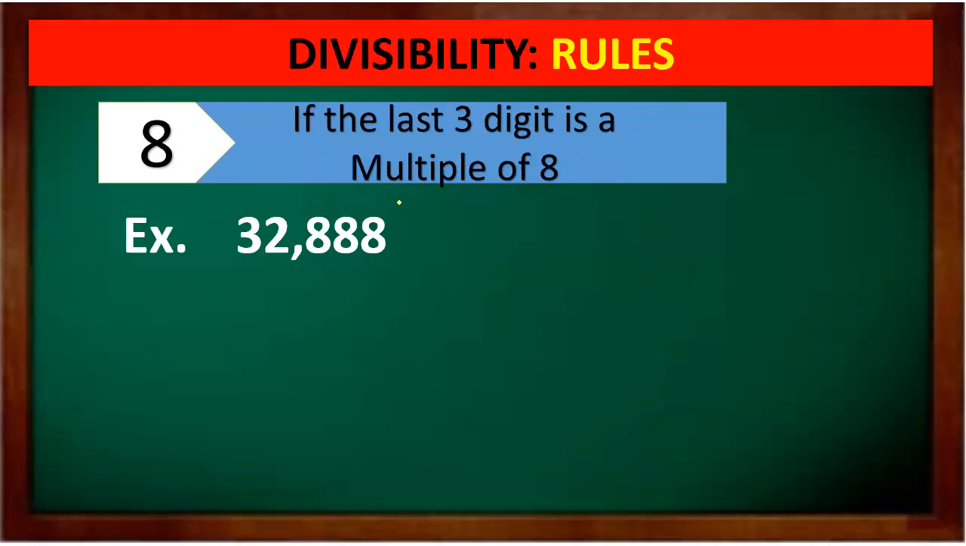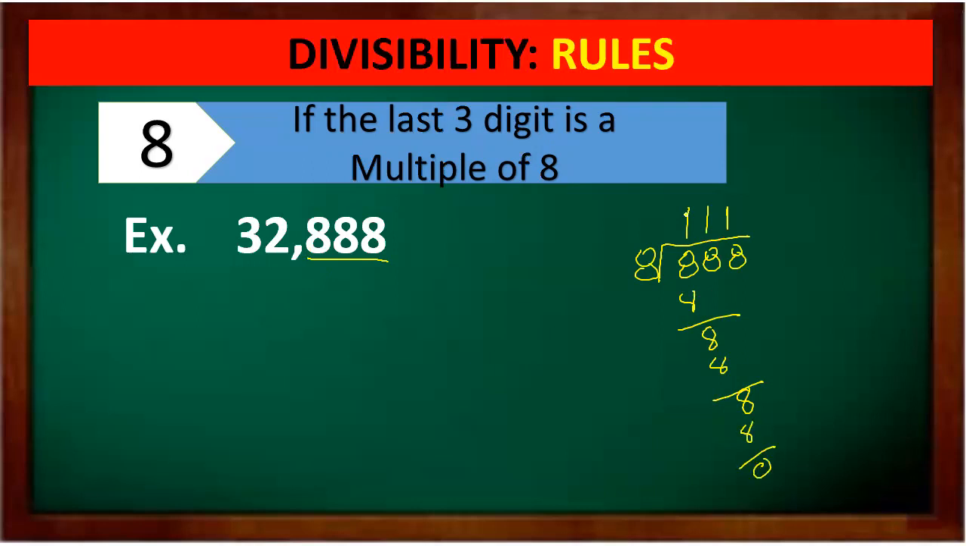Okay? So, kung ang last 3 digits, ano bang last 3 digit natin? Ito yung last 3 digit natin. So, last 3 digit ba ay multiple of 8? Paano mo malalaman kung ang 888 ay multiple of 8? You just divide, okay? Divide 888 by 8. So, this is 1, 8, 8, 1. Okay, so 8, bring down 8. That is also 1. And 8, there is no remainder.